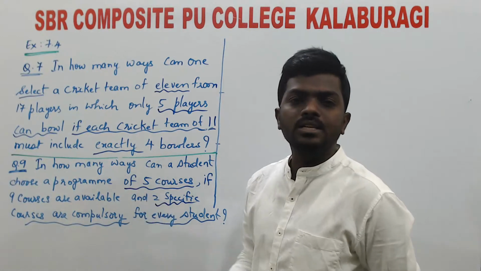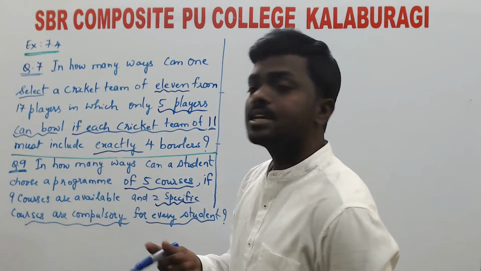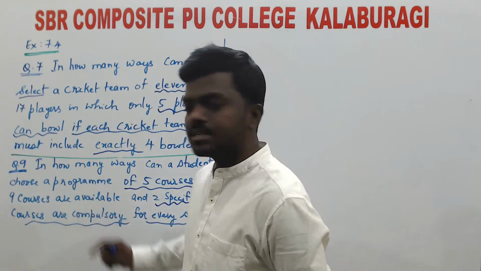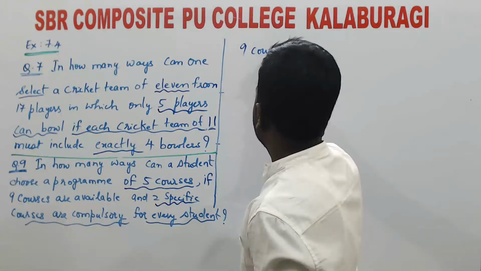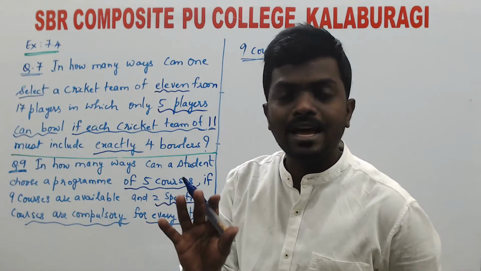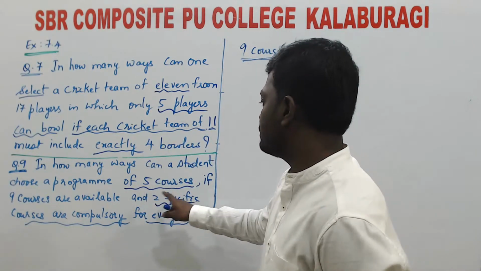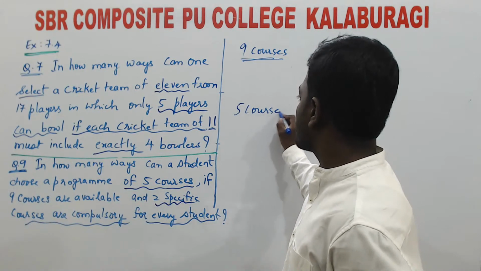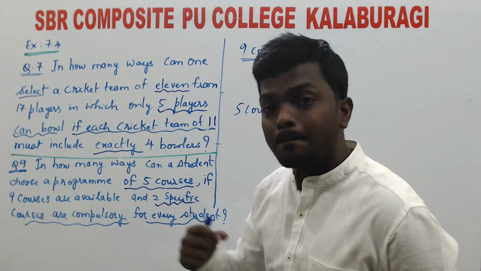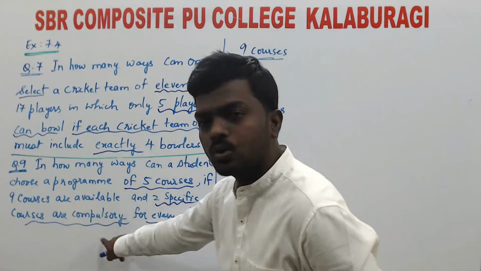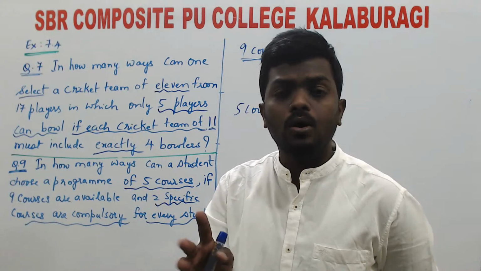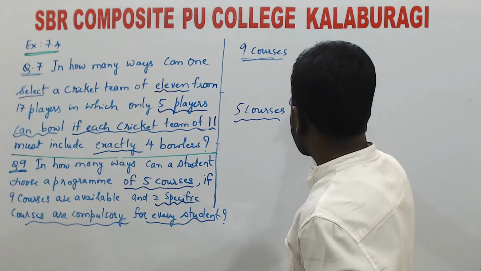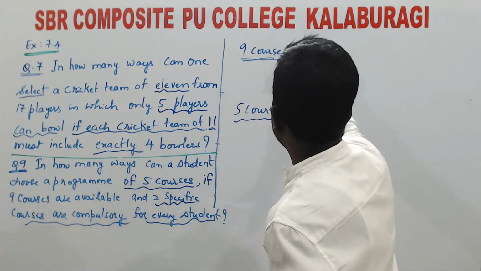Okay, here is a twist in the question. In how many ways can a student choose a program of 5 courses if 9 courses are available? Is that clear? 9 courses are available, but a student has to choose how many? He can choose 5 courses only, out of the given 9 courses. But the twist is that 2 specific courses are compulsory for every student, among this given selection. He has to choose 5 courses out of the 9 courses available.